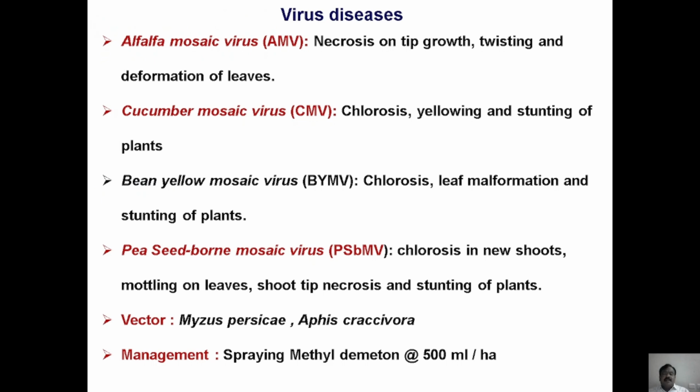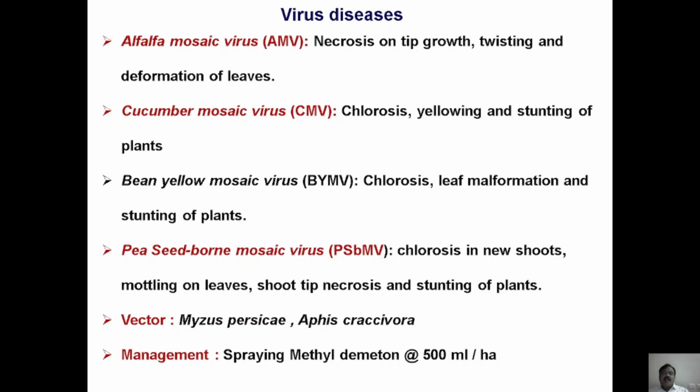So besides the studied fungal diseases, there are a few viral diseases that are also important on the lentil crop. That is alfalfa mosaic virus, which causes necrosis on the tip of the plant, which leads to twisting and deformation of the leaves, while cucumber mosaic virus causes chlorosis of the affected leaves, yellowing and stunting of entire plants.